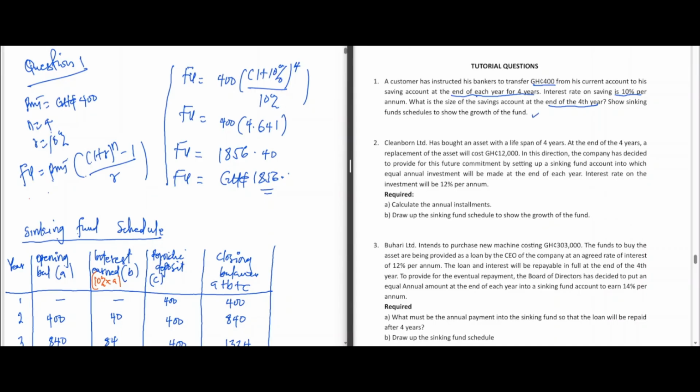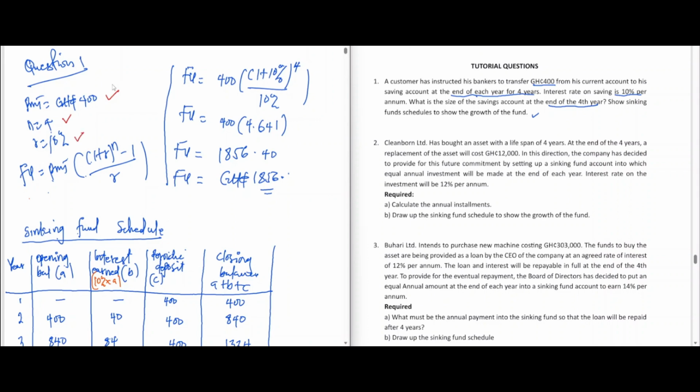So the question is asking us to calculate the size of the savings at the end of the 4th year, using a sinking fund schedule to show the growth of the fund for the 4 years, right? So from the question, we know that 400 Ghana cedis is to be paid each year for the next 4 years, at the interest rate of 10%.